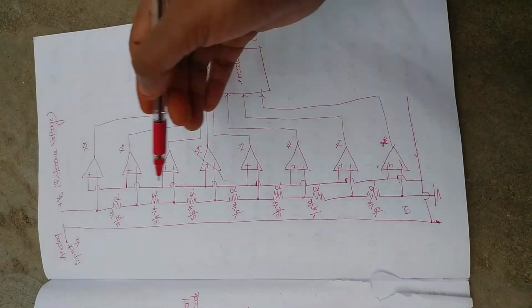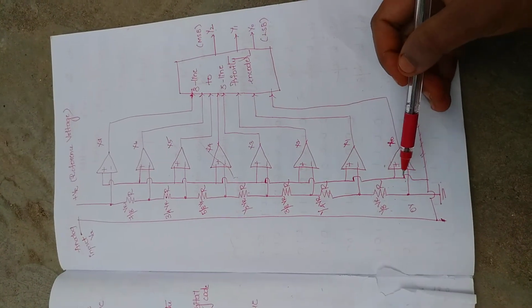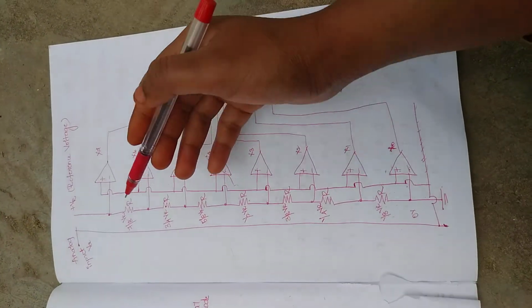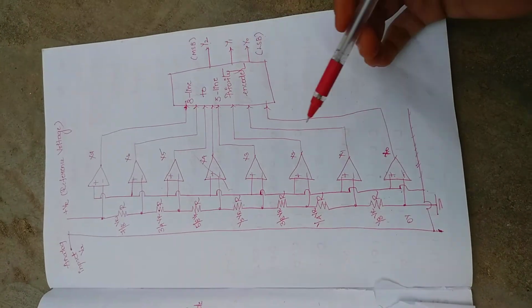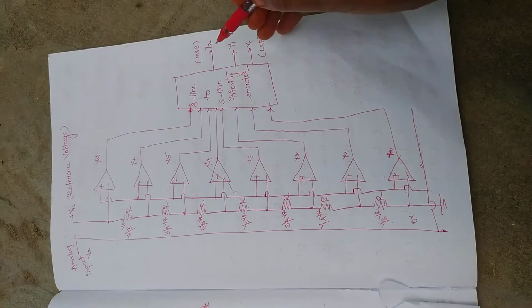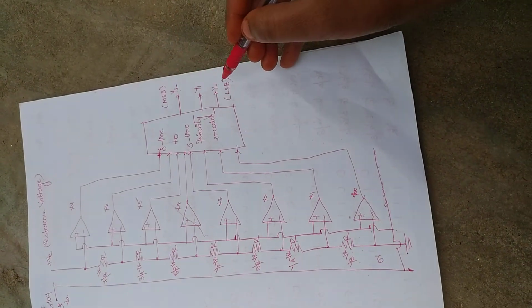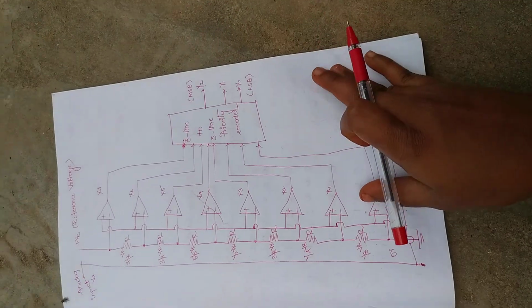So here we have used 8 op-amps. All your inverting terminals are connected to the resistors, and all your positive terminals are connected to the analog input. In order to reduce the number of lines, we have used the encoder, and you'll be having 3 outputs, Y2, Y1 and Y0.